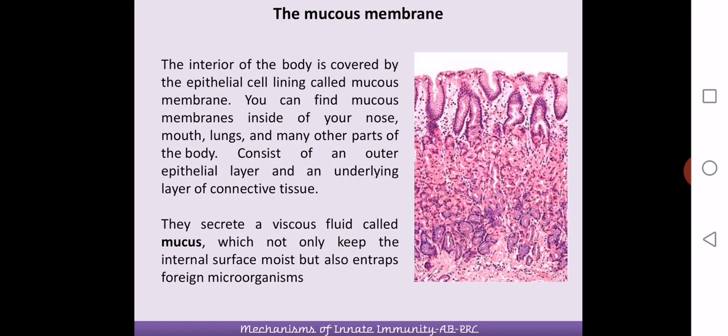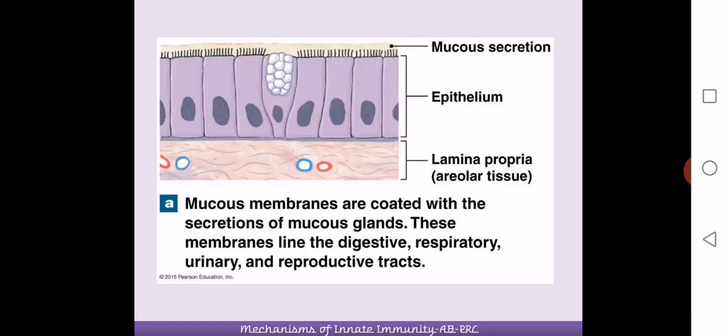And this mucus is an antimicrobial substance secreted by the mucous membrane, and this not only keeps the internal surface moist but also helps in entrapping foreign substances within the mucus, and ultimately this will be secreted out. And you can see the layer of mucus secretion on the exterior surface of the epithelium layer.